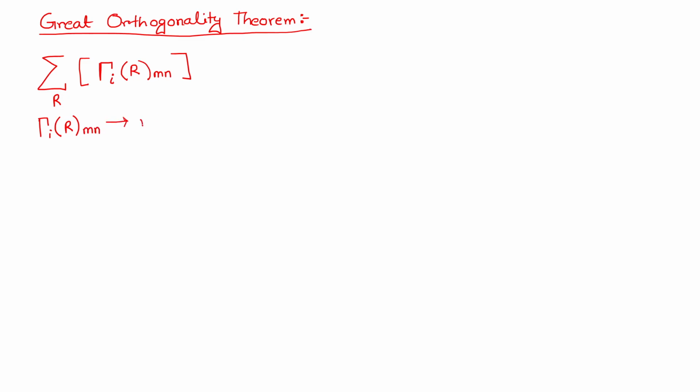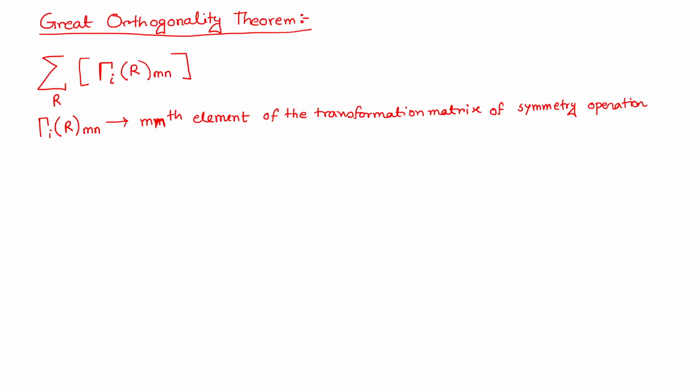This means gamma i R mn is the mnth element of the transformation matrix of symmetry operation R in the ith irreducible representation.